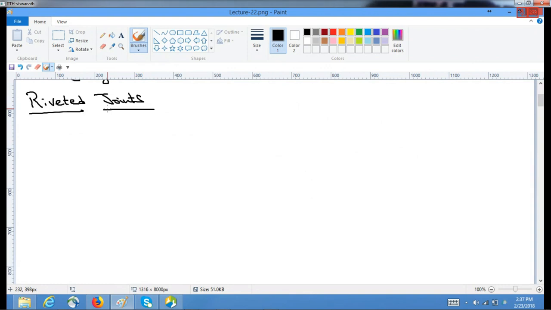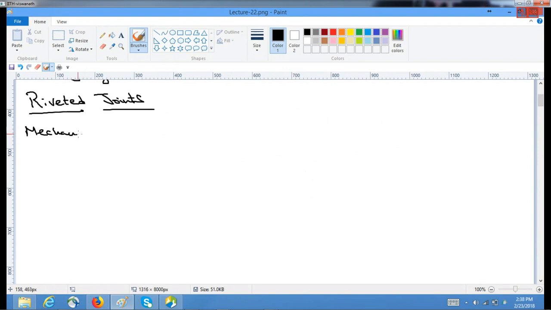So unlike welding, which is a continuous joint, riveting is a different kind of joint. Welding is kind of continuous and it's permanent. You can replace the joint or disassemble it and assemble it. So let's have a few definitions before we go into design of riveted joint.